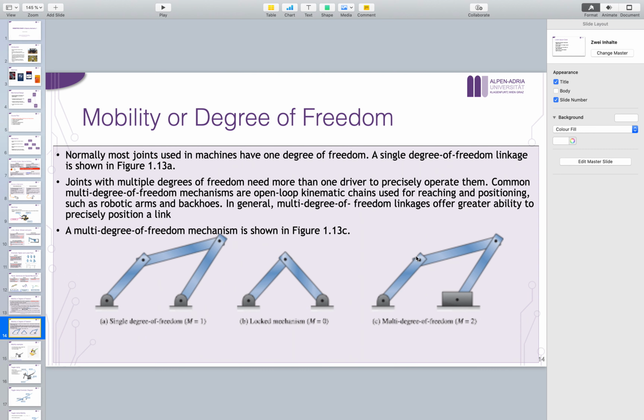Basically I was counting the joints. Let's count now the links, which would be more: 1, 2, 3, 4, 5. So we have 5 links. Minus 1 is 4, multiplied by 3 is 12. That means 10 degrees of freedom are cancelled out.